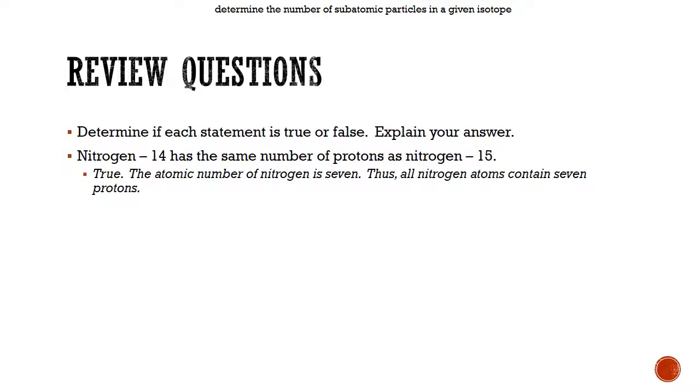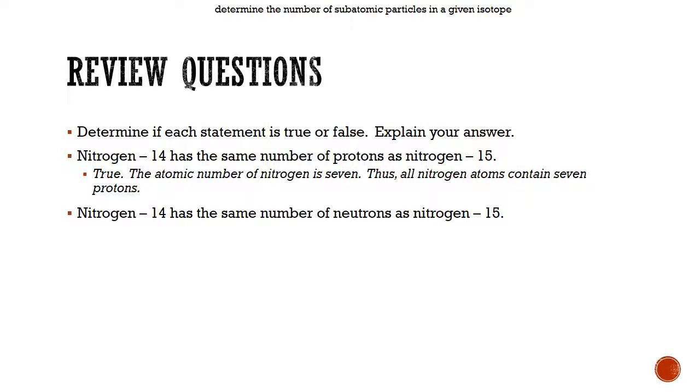This is true because the atomic number of nitrogen is 7. All nitrogen atoms have to contain 7 protons. We know if we have 2 atoms of the same element, they have to have the same number of protons.